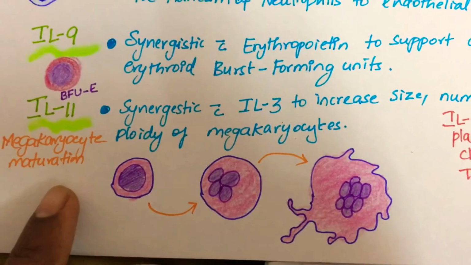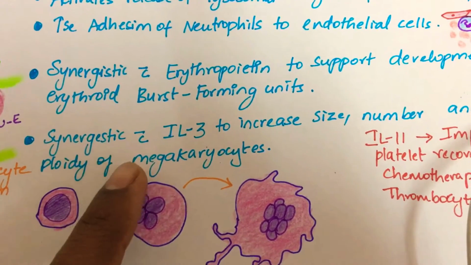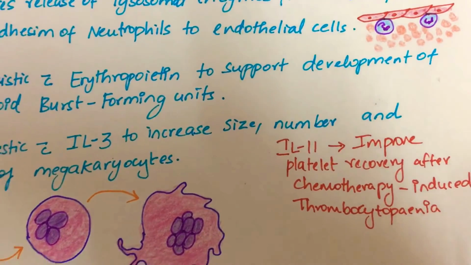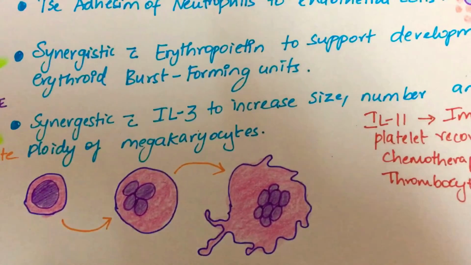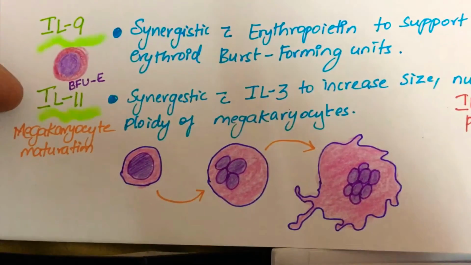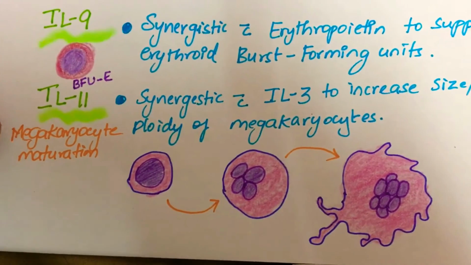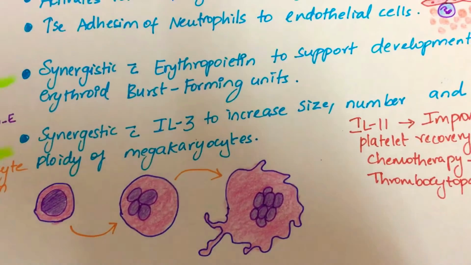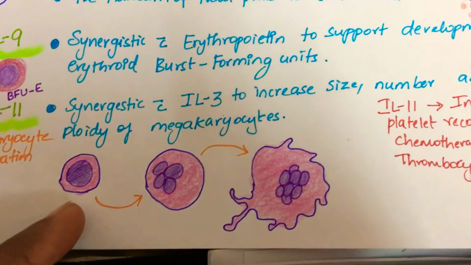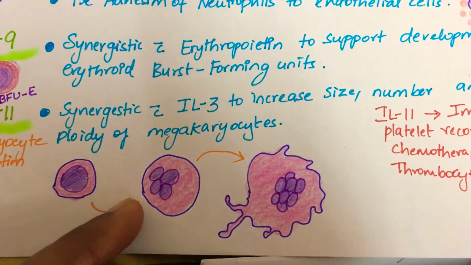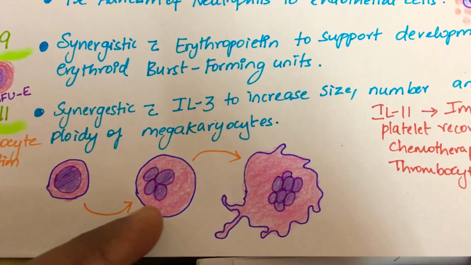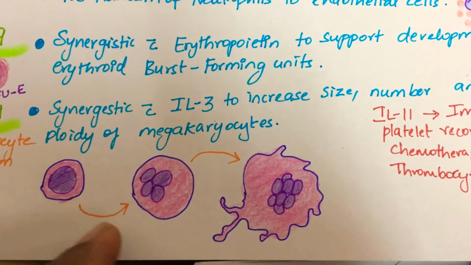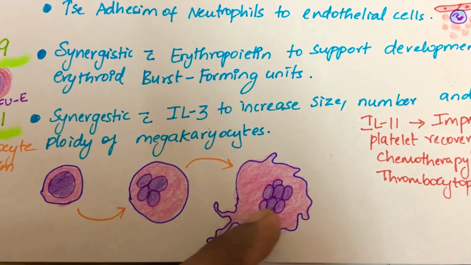And coming to interleukin 11, it acts synergistically with interleukin 3 to increase the size, number and ploidy of megakaryocytes. So interleukin 11 is very committed to megakaryocyte maturation and production. Ploidy means increase in number of nuclei, and as we know, as the megakaryocytes mature, they do not develop like other cells. Instead, they mature in a process called endomitosis. One cell becomes 2, 2 becomes 4, 4 becomes 8.